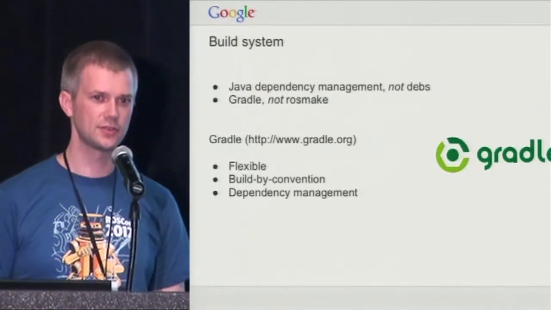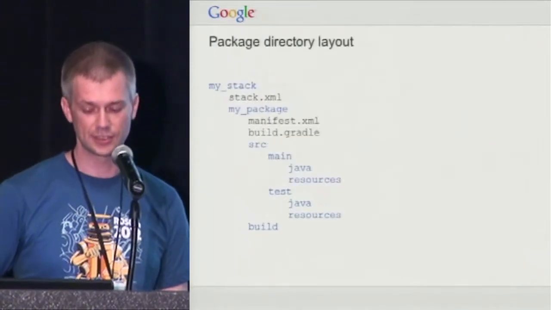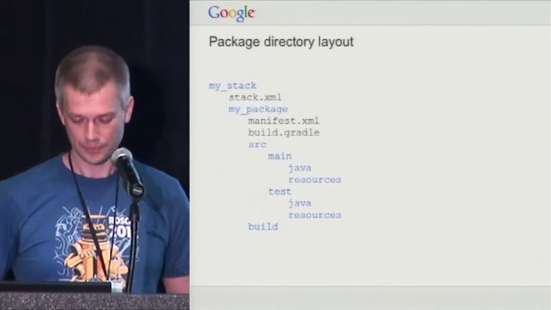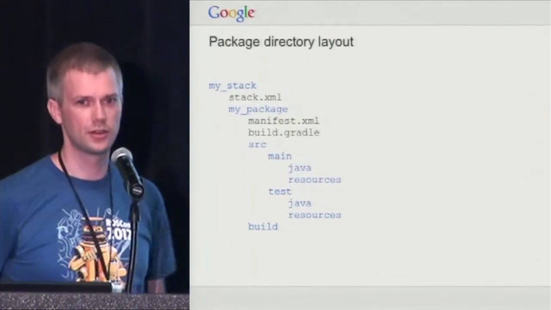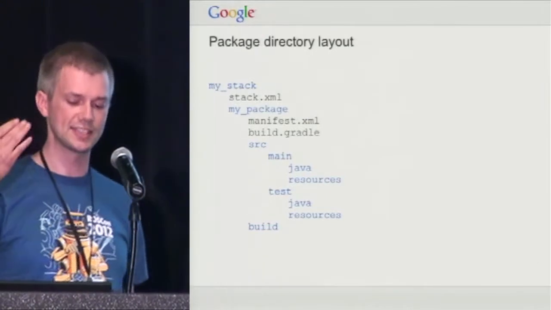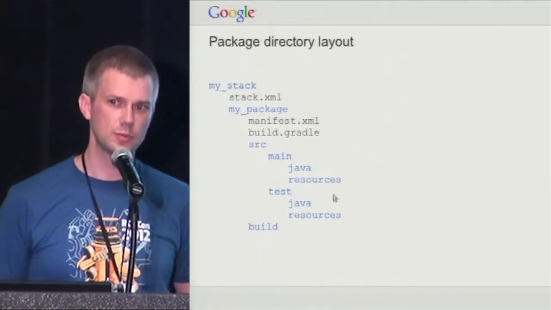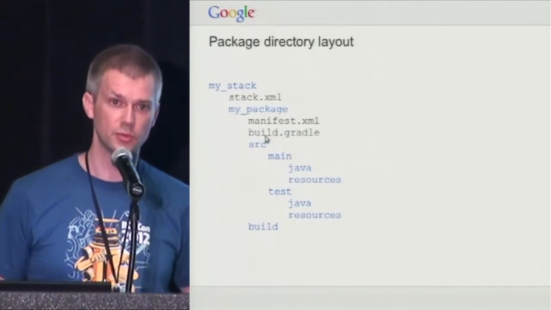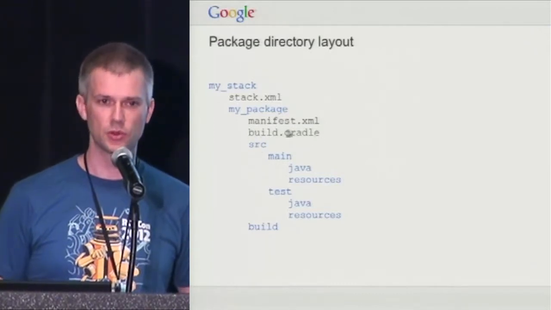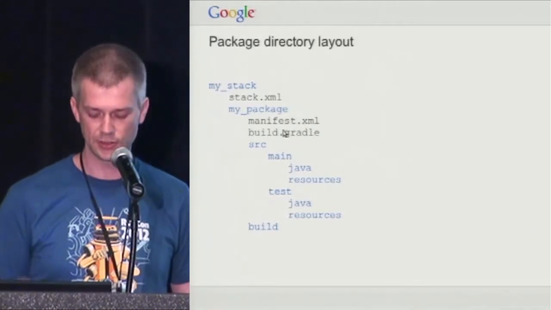So this is a very Java-centric build system, but it plays nicely with the existing ROS stack and ROS packages. This is what a rosjava package directory layout looks like, all the way up to the stack, and most of it looks pretty standard. In fact, if you've used Maven or anything similar before, it will look familiar. You have this build.gradle script here, and this is the thing that defines how your build is handled.